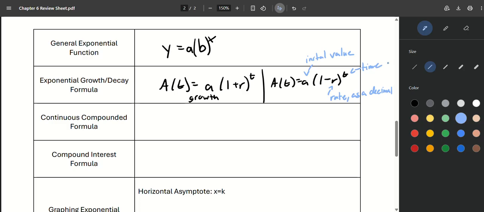Okay, continuous compounded formula. Still starting with A of t equals what? Yes, P e to the rt. Okay, what does P represent since it's new? Yep, initial value or principal. Yes. Okay.